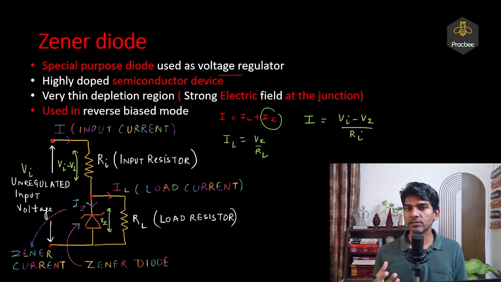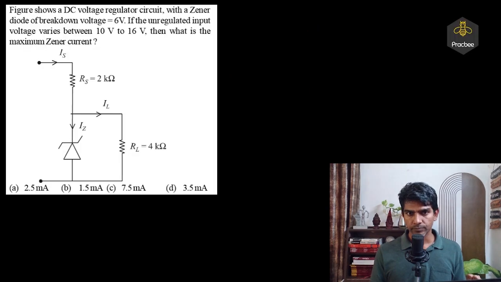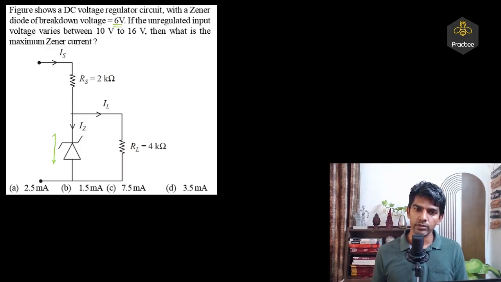Now I am going to discuss 5 PYQs based on different concepts, and you will get questions from these 5 concepts only. So let us see the very first question. Figure shows a DC voltage regulator circuit with a Zener diode of breakdown voltage 6 volt. So the Zener voltage is given, this is 6 volt. If the unregulated input voltage varies from 10 volt to 16 volt, so the input voltage is varying from 10 volt to 16 volt.